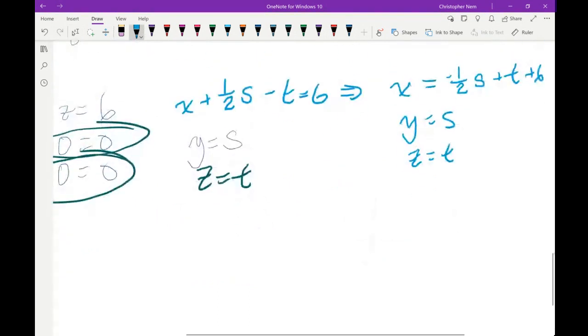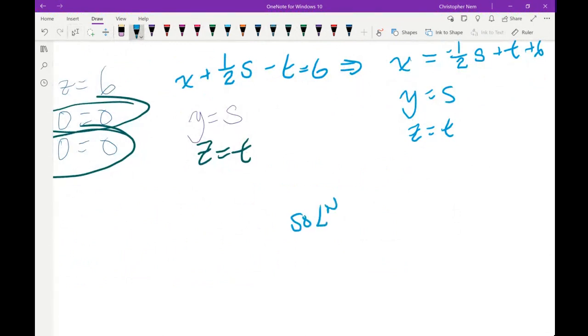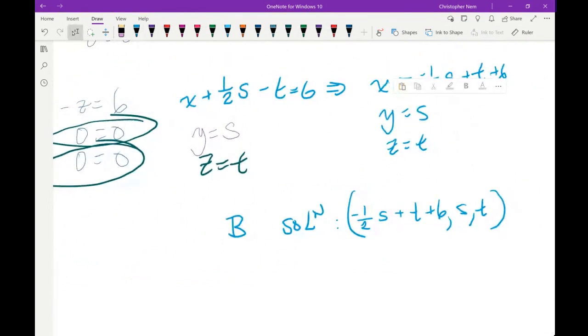So my coordinates are going to be: the solution is negative 1 half s plus t plus 6, comma s, comma t. That is my solution. Now, for this to make sense, you want to think of it as x will depend on whatever the y value is and whatever the z value is. So my solution is an infinite amount of solutions, but the coordinates of those solutions are going to depend on the y term and the z term.